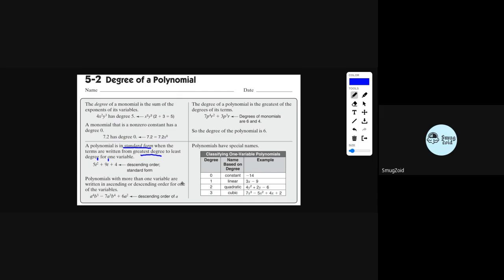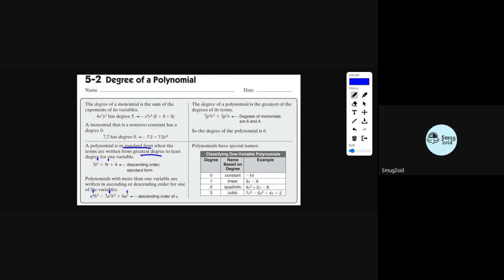Polynomials with more than one variable are written in ascending or descending order for one of the variables. In this case, it'd be a to the 4. We're looking at the 4. Then it goes a to the 3, a to the 2. Now notice how b goes up. As long as we're tracking the a to begin with, and we usually do alphabetical order as well, it would be written in that direction. That's how you would write that down.